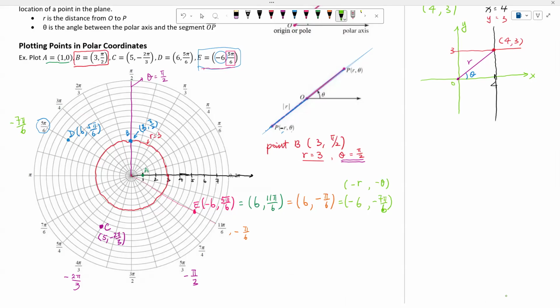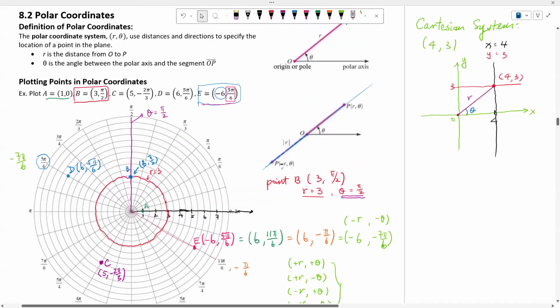Okay, so meaning any point in the polar coordinate system, we can write it as positive R, positive angle; positive R, negative angle; negative R, positive angle; or negative R, negative angle, right? Again, they all have the same point, the same location. So each point, you have four ways to represent it, not like the Cartesian system, where we only have one way to do this, okay?